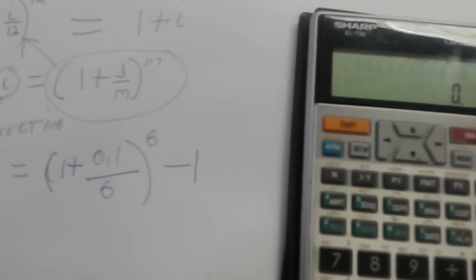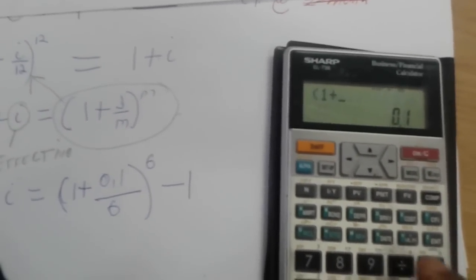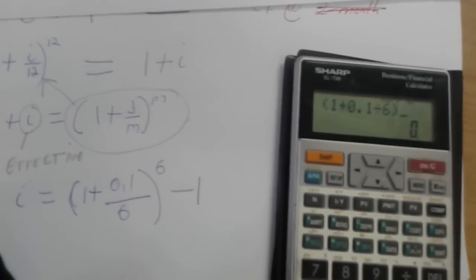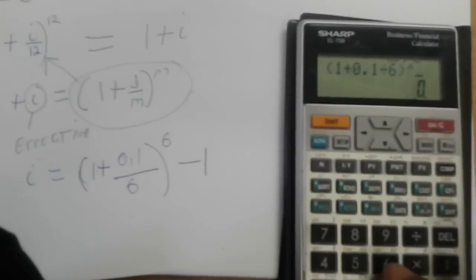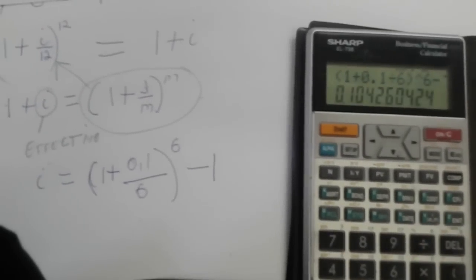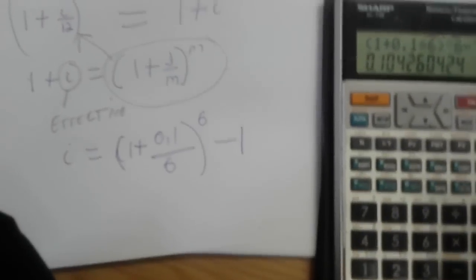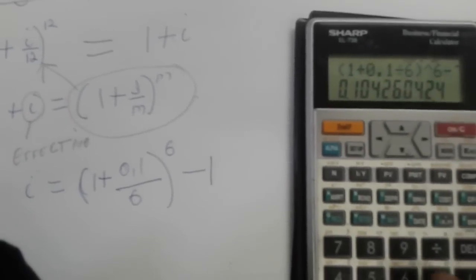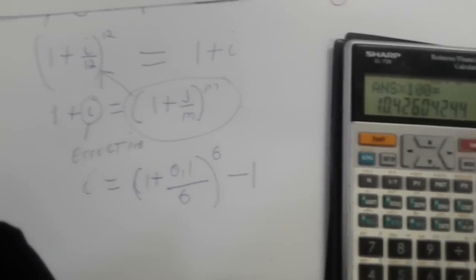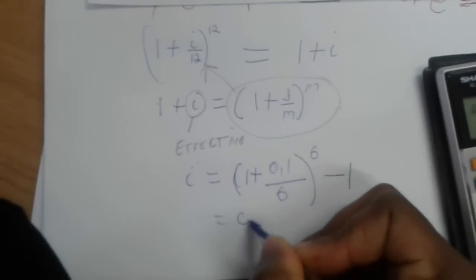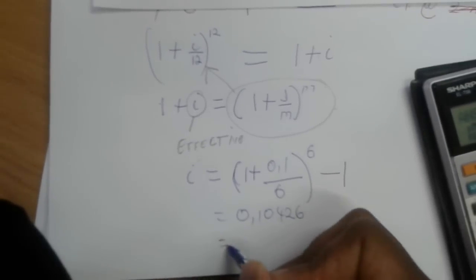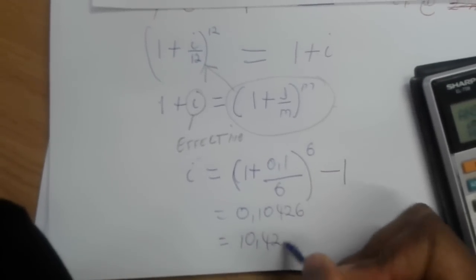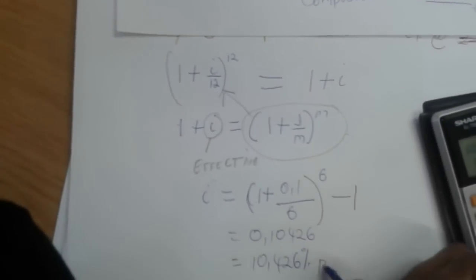So let's go. You open bracket, 1 plus 0.1 divided by 6. You close your bracket. You raise it to the power of 6. You minus 1, and then you get your answer. And remember, I said your answer will be a decimal, so you multiply by 100, and that gives you 0.10426, which is the same as 10.426% per annum.